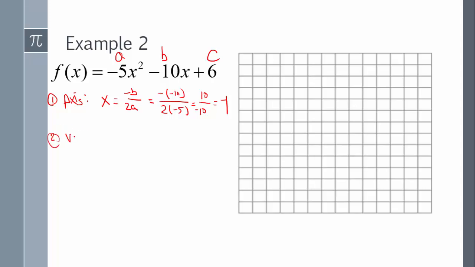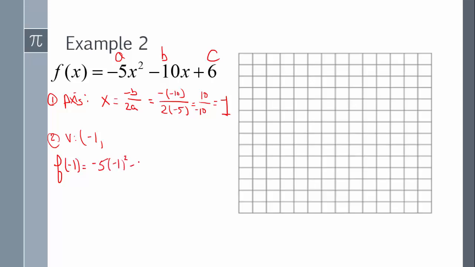Now I need to get my vertex. Well, the x-coordinate I've already got up here. x has got to be negative 1. To get y, I just make all my x's in my formula negative 1 and see what the math gets me.